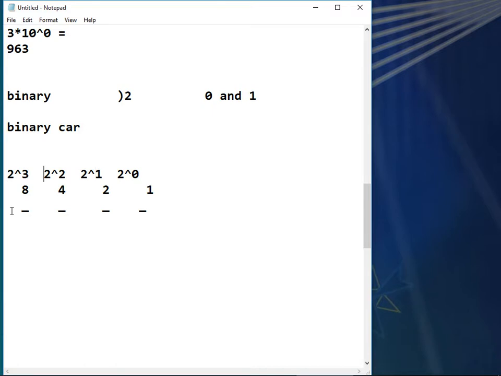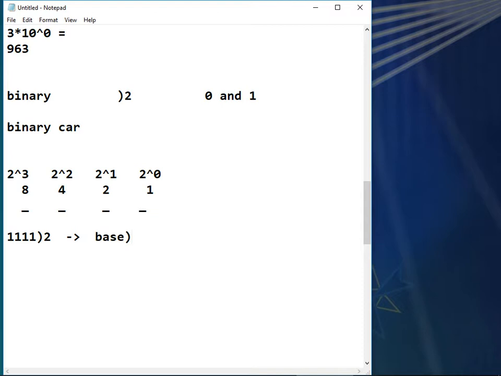So those are our places. What if we had a number in binary? What if we had that number and we wanted to figure out what it was? Or what if we had this? 1, 1, 1, 1. Well, if I copy this, so that in base 2, I want to convert to base 10.